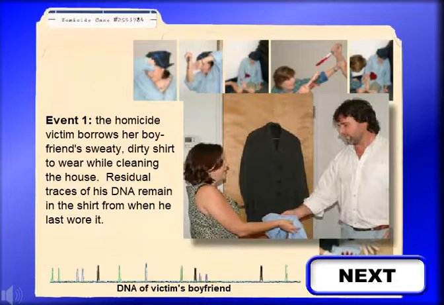Event 1. The homicide victim borrows her boyfriend's sweaty, dirty shirt to wear while cleaning the house. Residual traces of his DNA remain in the shirt from when he last wore it.